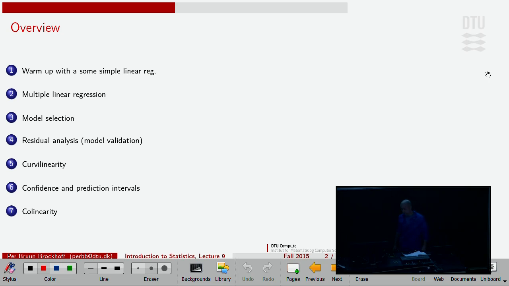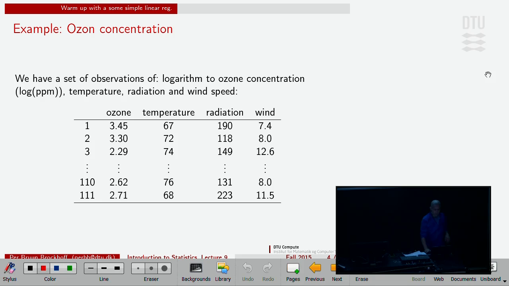We have a 7-point plan, 3 before the break, 4 after the break. Warm up with what we were taught last time, but in a context where we might need something more. This is a small data set. It is actually part of R. You can find it there, or a version of it at least, called Airquality.